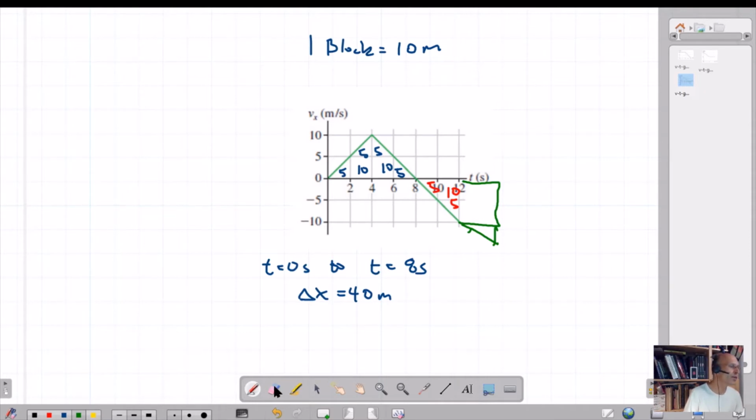I'll leave it to you to figure out how far the object has to move to get back to the origin. But it would happen when this positive area of 40 meters is added to the negative area there, which would be negative 20 meters, plus some additional negative displacement as we continue to go farther. So that's from t equals 8 seconds to t equals 12 seconds.